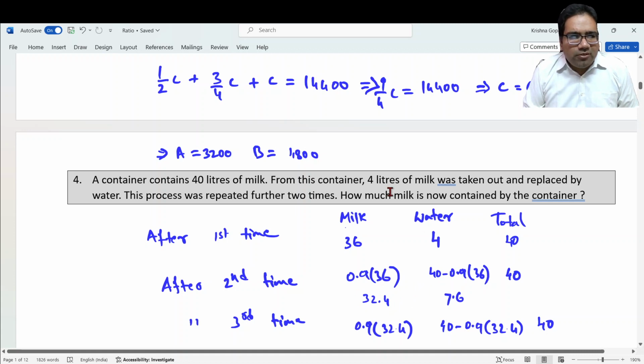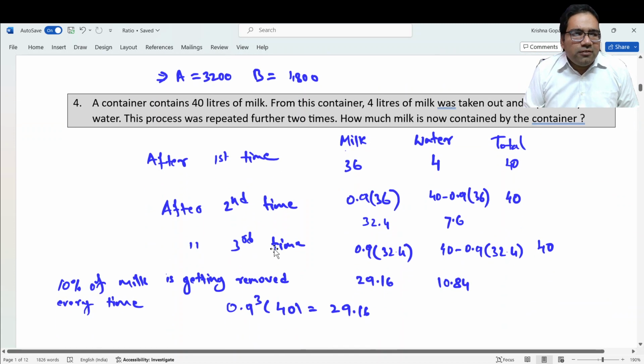Second time you are removing, you cannot remove 4 liters of milk and replace it with 4 liters of water, because it is already mixed. When you try to remove 4 liters of mixture, 0.9 into 3.6, that much milk only will get removed. So after the second time, 32.4 milk will be left, and 7.6 water will be left.